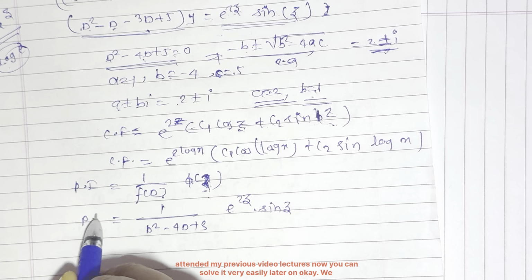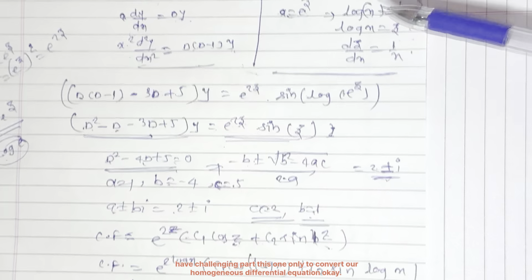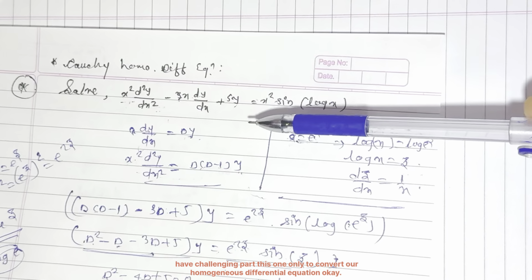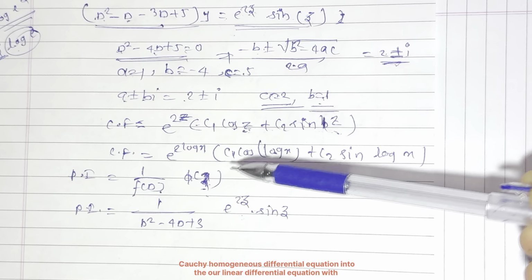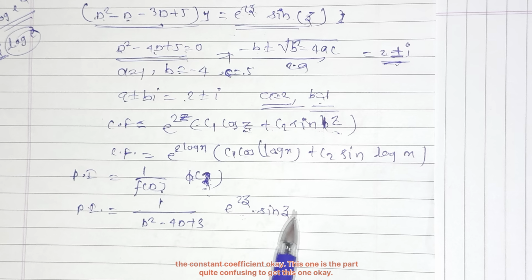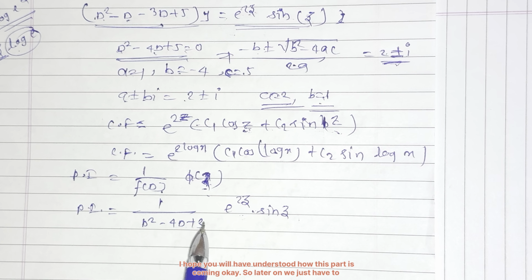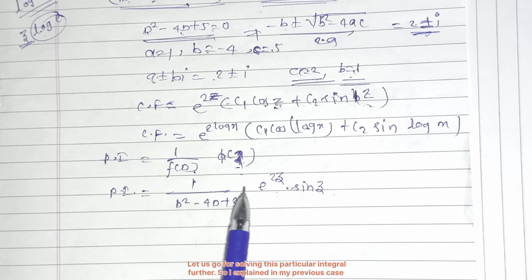Those who have attended my previous video lectures can solve it very easily later on. The challenging part is this one only: converting our Cauchy homogeneous differential equation into a linear differential equation with constant coefficients. This part is quite confusing. I hope you all have understood how this part is coming. Later on we just have to apply a simple result: e raised to 2z, and sin z is like e raised to z into v. So we have to apply some standard results here to solve this. Let's go for solving this particular integral further.